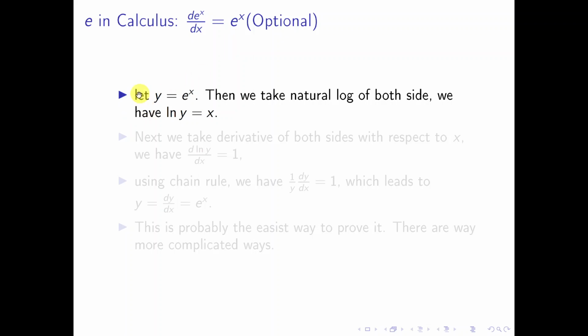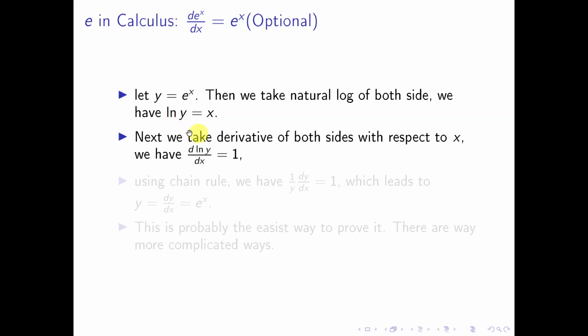So let's say y equals e to the x, e raised to the power of x. Then we can take the natural log of both sides. On the left-hand side, we just have the natural log of y. On the right-hand side, it cancels out. Why? Because the natural log is the inverse function of e, so they cancel out. What's left is x.